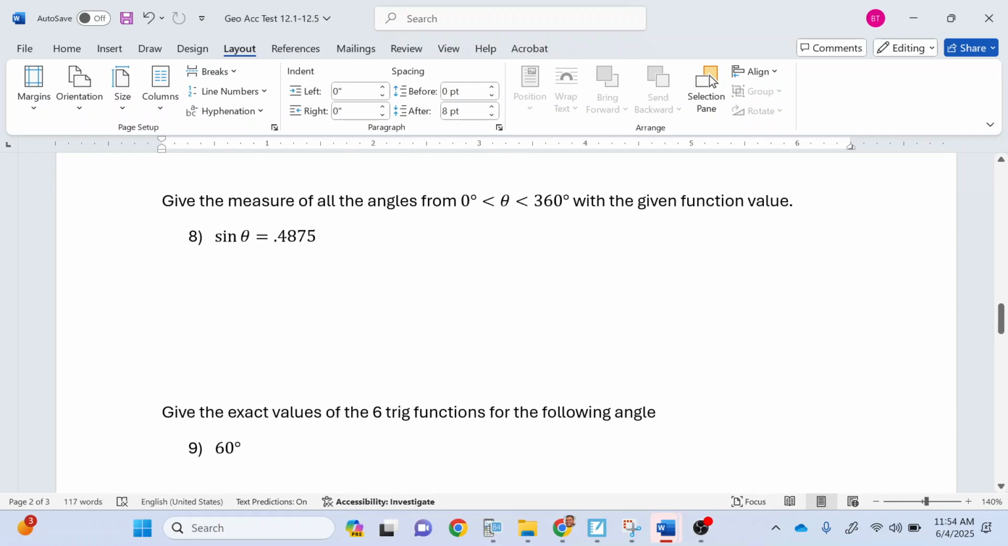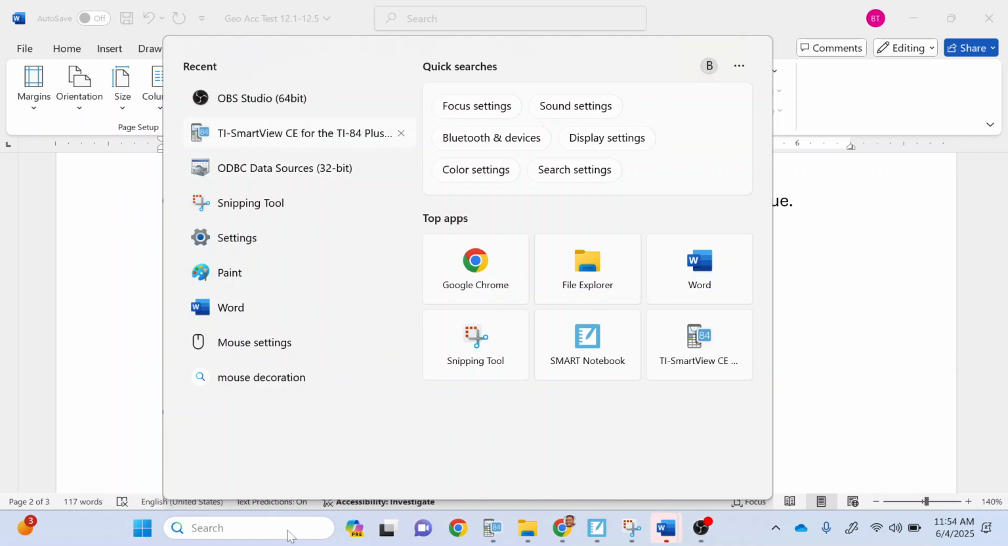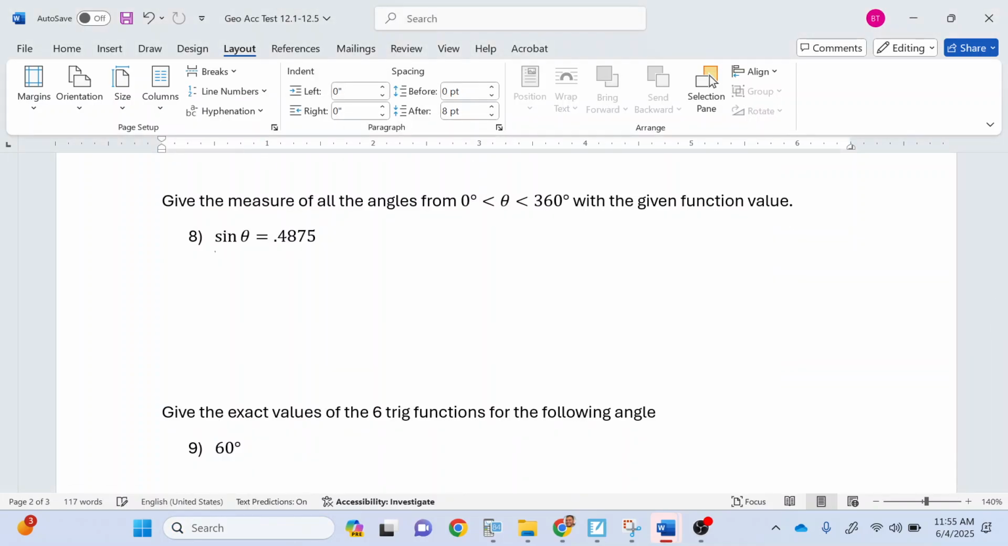All right, next one. Give me all the measures from 0 to 360 with the equation given. Sine of theta equals 0.4875. I'm going to rewrite it as theta equals sine inverse of 0.4875. That gives 29.17, which I'll round to 29.2 degrees. But I need all the angles that fit.